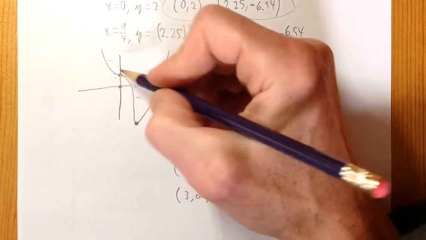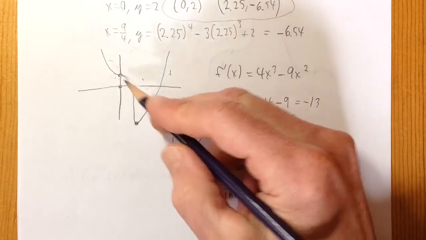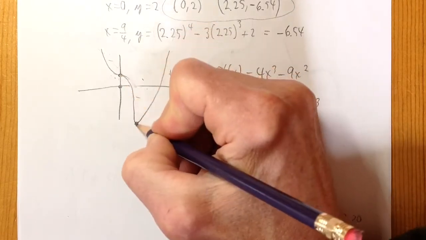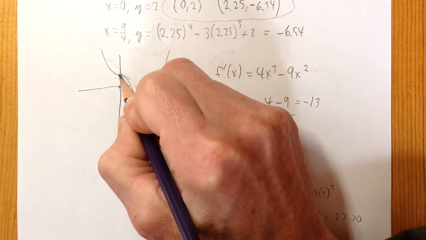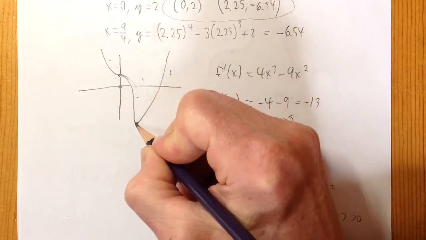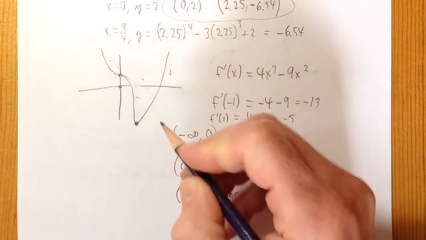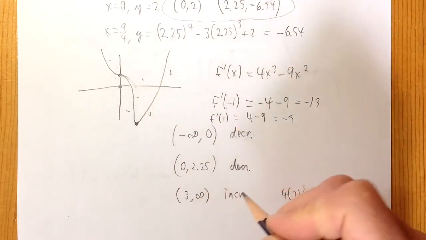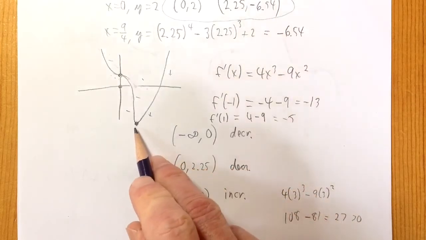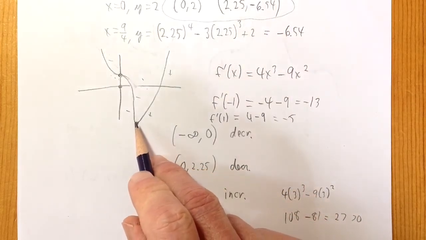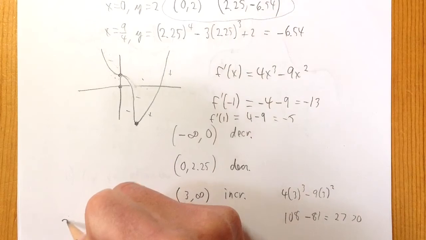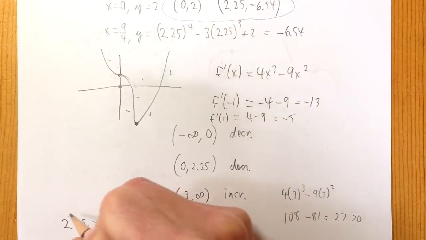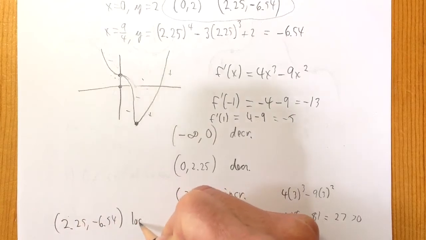Okay, we found the local minimum and maximum values. Just from graphing this, there's only one. There's only 2 places where the slope is 0. This is not a local minimum. Clearly this is a local minimum because the slope, we just figured out, is negative here and positive here. That point was 2.25, -6.54, so (2.25, -6.54) is a local min.